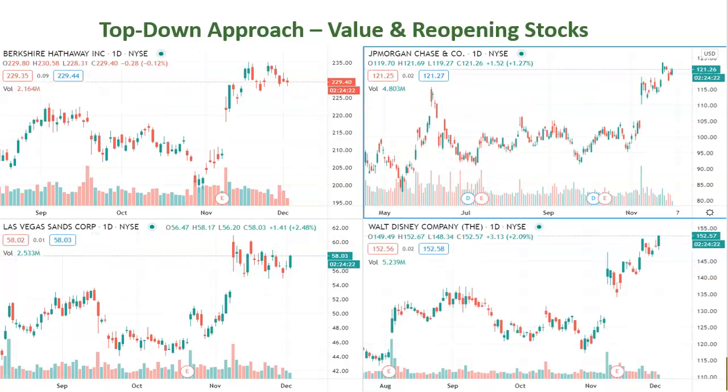Now let's look at some value and reopening stocks. The value stocks and the reopening stocks are doing very well. Berkshire Hathaway and JP Morgan are solid value stocks. Las Vegas Sands and Walt Disney are some of the stocks that would benefit from a vaccine. These are daily charts. We can see the pops. All 4 of these markets gapped higher on the vaccine news, and they are in bullish mode at the moment.